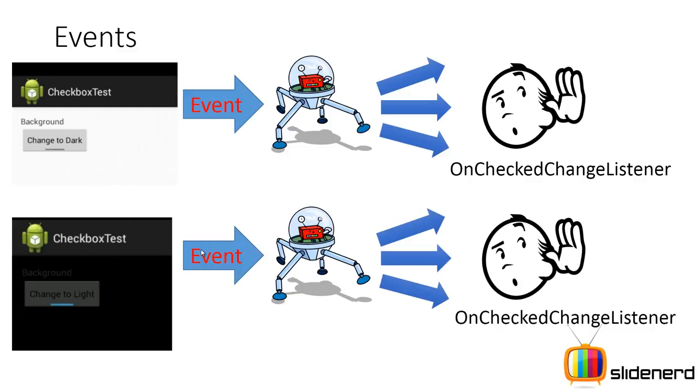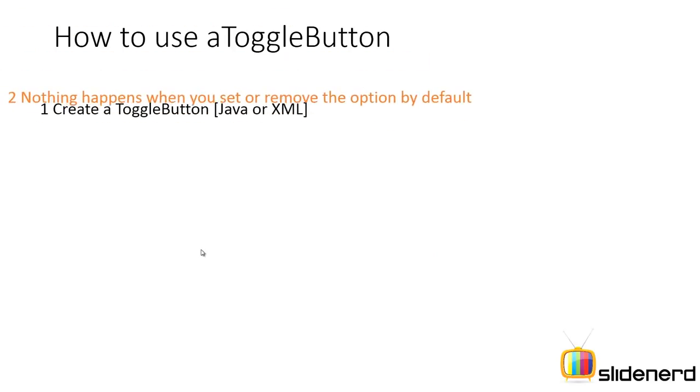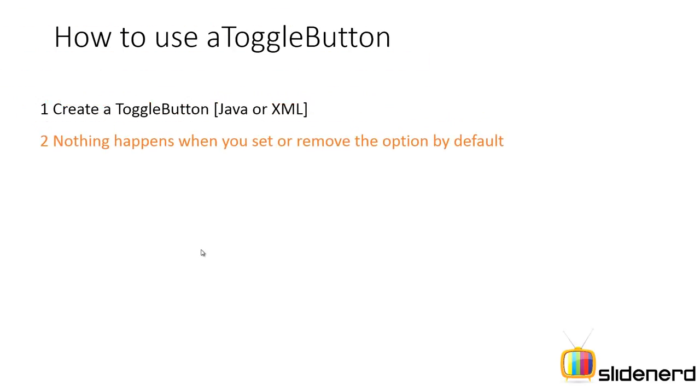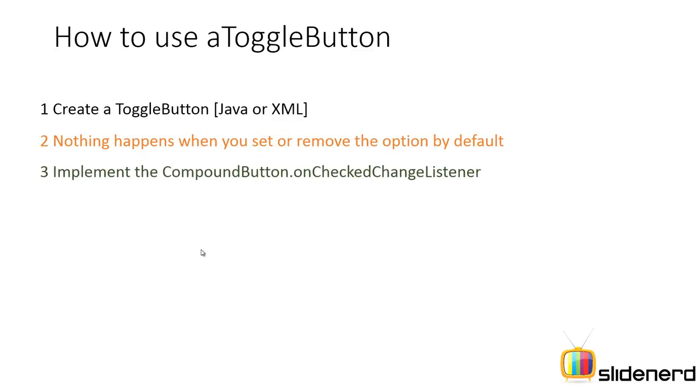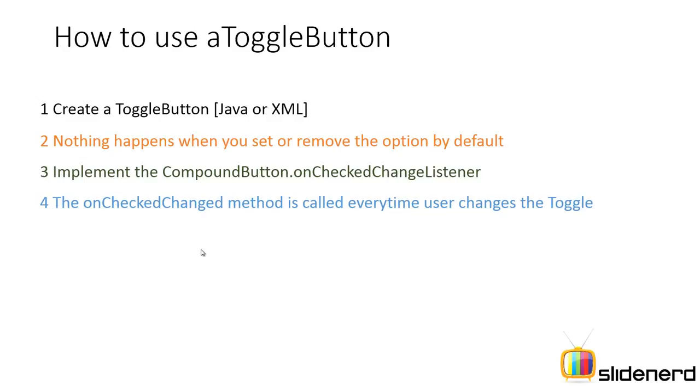So let's actually go and see the steps involved in creating a toggle button. First step, create the toggle button inside Java or XML. Now at this point, when the user tries to set or unset, nothing happens. So you need to implement this CompoundButton.OnCheckedChangeListener, which is responsible for running code that determines what happens when the button is set or unset. Now this has a method called onCheckedChange inside which you write your code, and it gets called every time the user changes the toggle button, right?